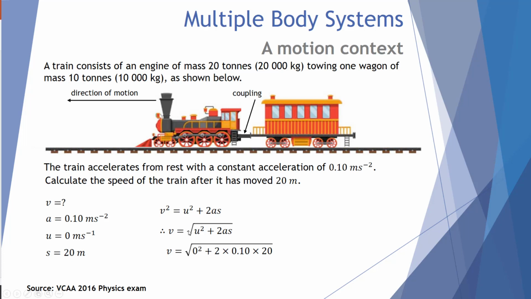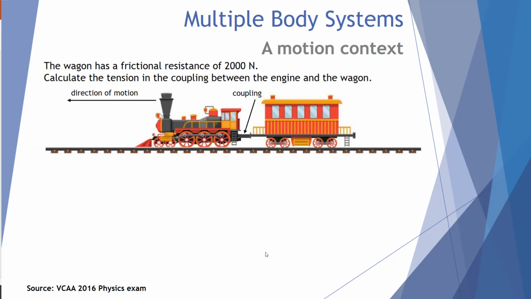I can substitute in the values. u was 0, a was 0.1 meters per second squared, and s was 20 meters. Slotting that all in, I come out with a final speed of the train after 20 meters of acceleration of 2 meters per second. Nice, simple, straightforward Unit 2 standard physics question. Let's continue on to the next part.